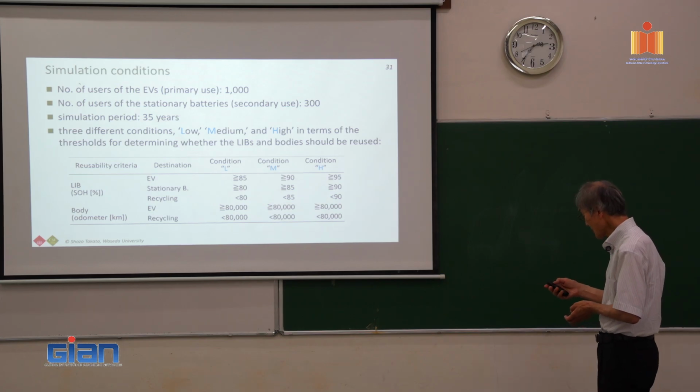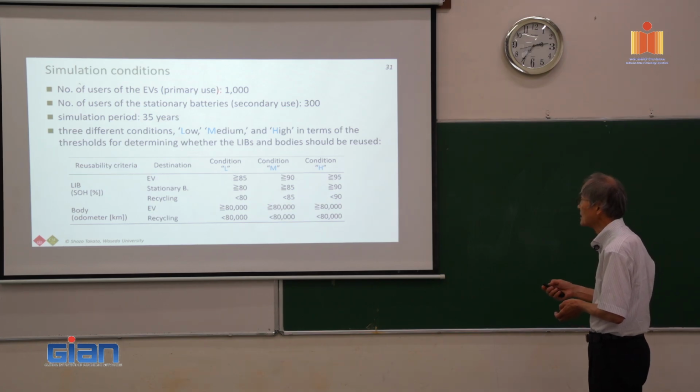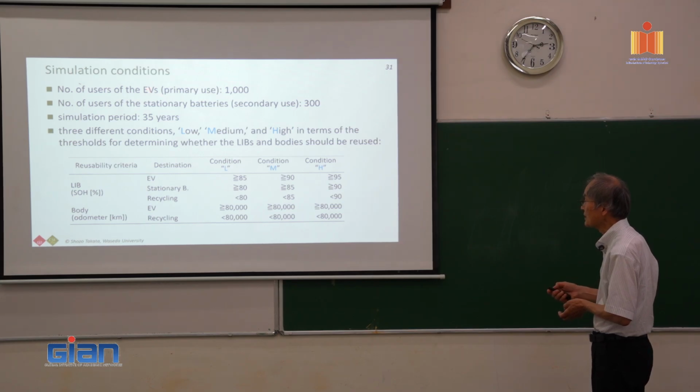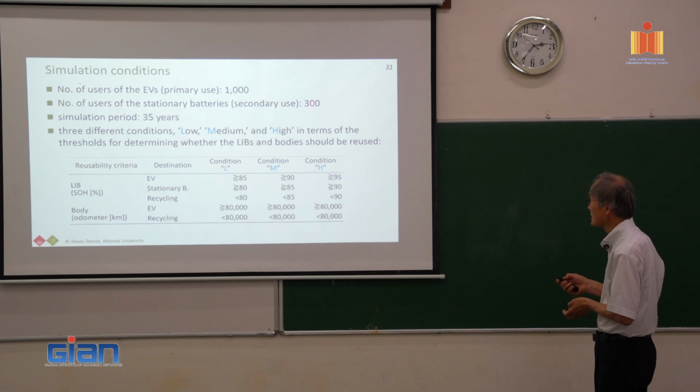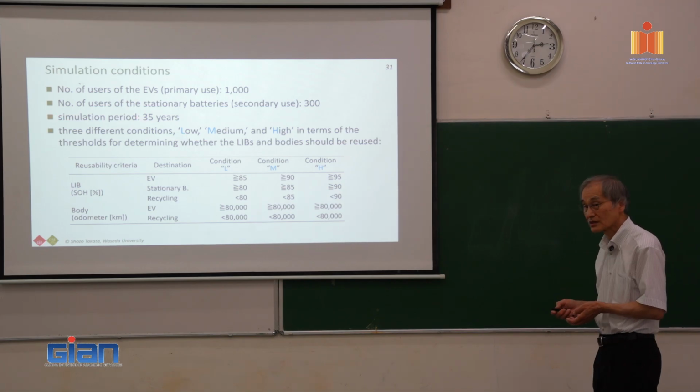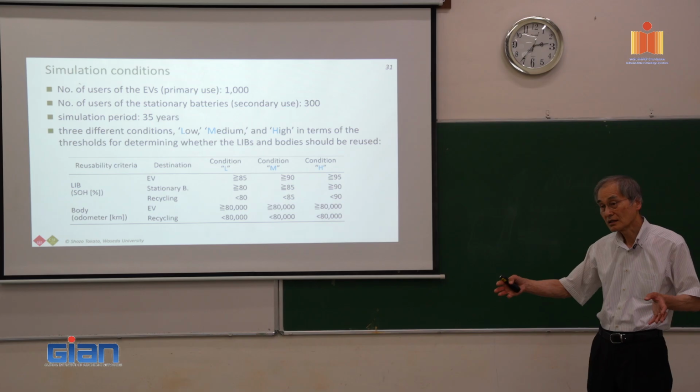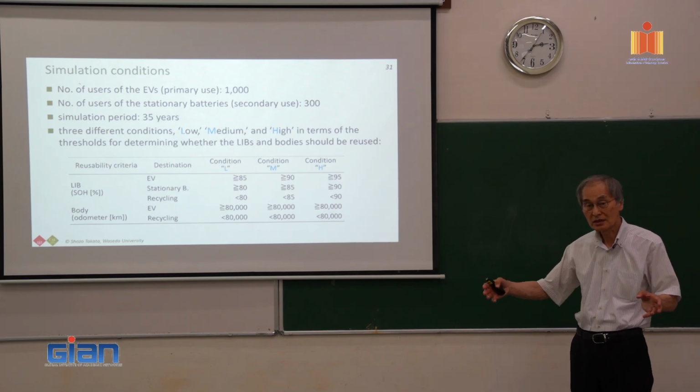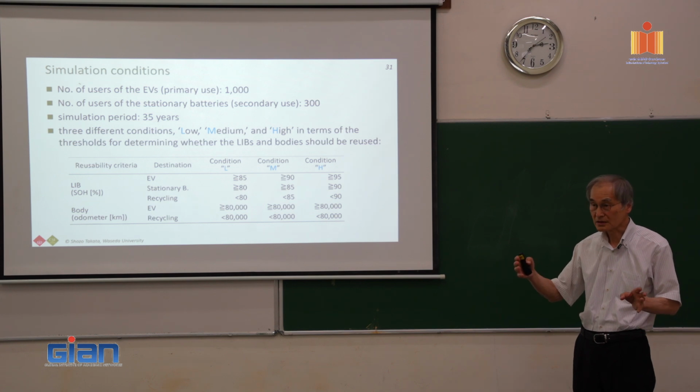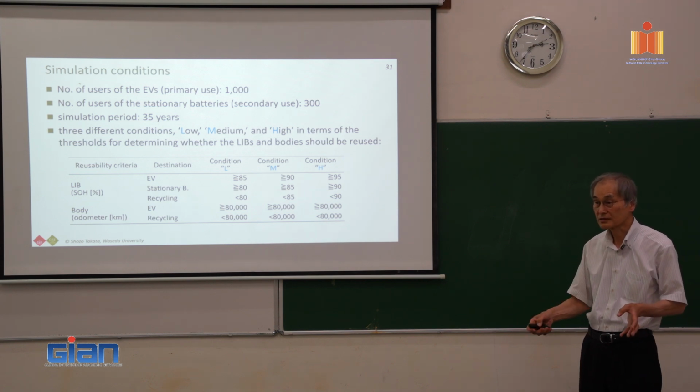Therefore, we limited the number of the users at 1,000, and this is for the EV users, and 300 for stationary battery users. And the simulation period was 35 years, because the average usage period of the car in Japan is about 13 or 14 years.